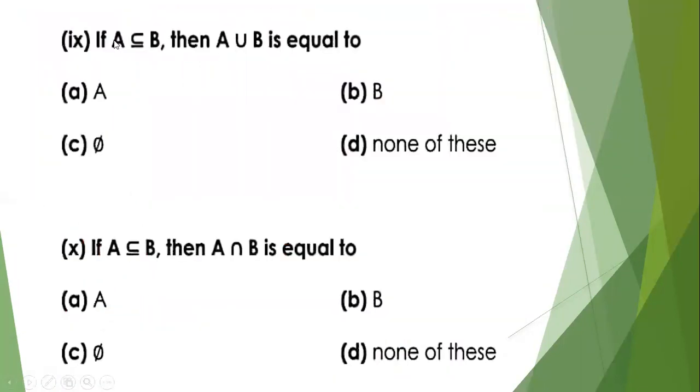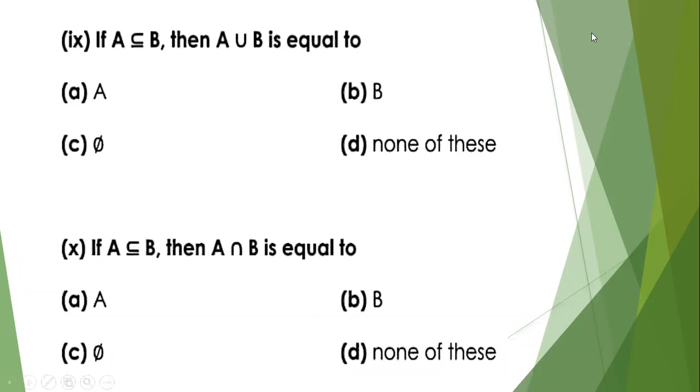Okay, let's go with the 9th part. If A is a subset of B, then A union B is equal to what? Now I'm going to give you some guidance here. Make a set A from your own side and a set B from your own side, then find the union of them. Then let me know. Please, who has written the answer? Can you tell me by turning on your mic why it is the B part? I want this with the explanation.